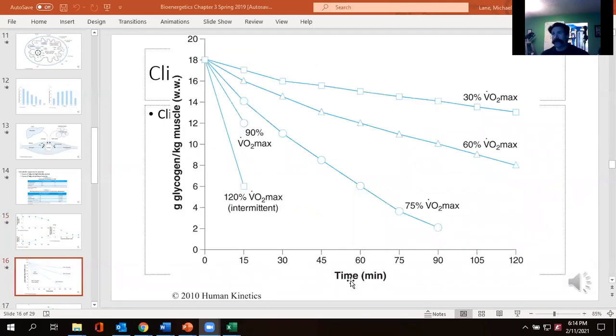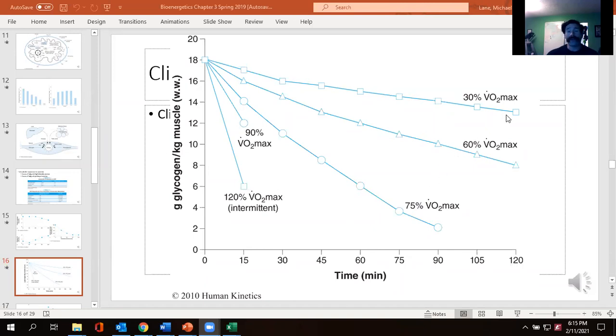Now, how hard you're exercising is going to be highly related to how quickly you're going to be going through that glycogen. So notice if you're going at 90 to 120% of your VO2 max, notice it's intermittent, so this is going to be sprint repeats, you're going to chew through your glycogen. Notice this is grams per kilogram of muscle wet weight, really quickly. Notice in 15 minutes, you've literally managed to burn through two-thirds of it. Whereas it took you effectively what would have been 60 minutes at only 75% of your VO2 max, because now we can utilize more carbs aerobically.